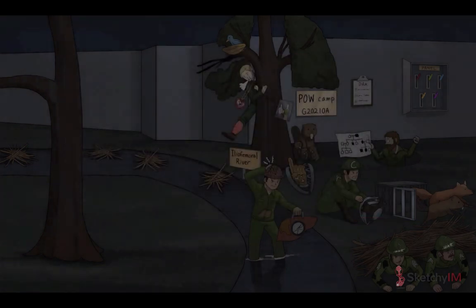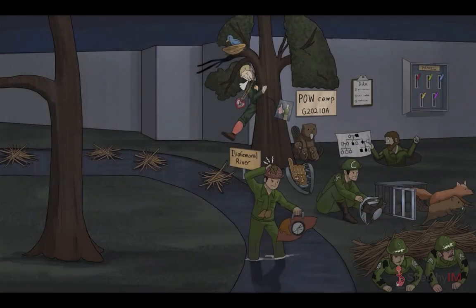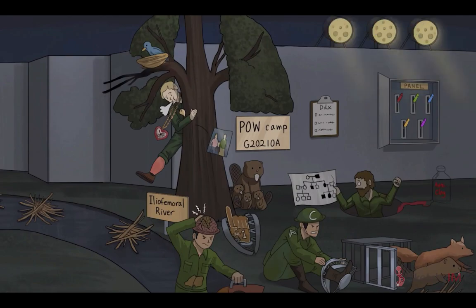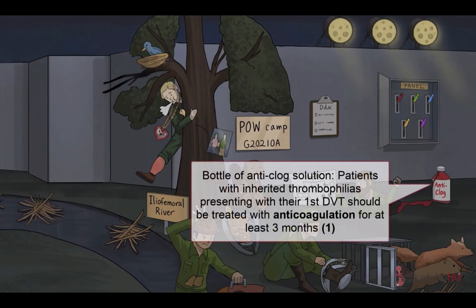Let's say you've tested your patient for an inherited thrombophilia, and what do you know? They have one. What are you supposed to do now? Fortunately for your brain, patients with inherited thrombophilias presenting with a DVT should be treated with anticoagulation, just like patients without inherited thrombophilias. At Sketchy, anticoagulation therapy is represented by a recurring bottle of anti-clog solution.